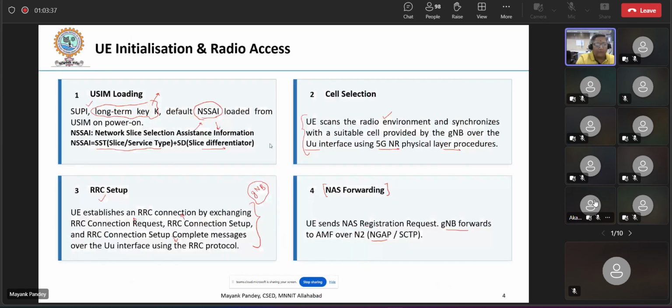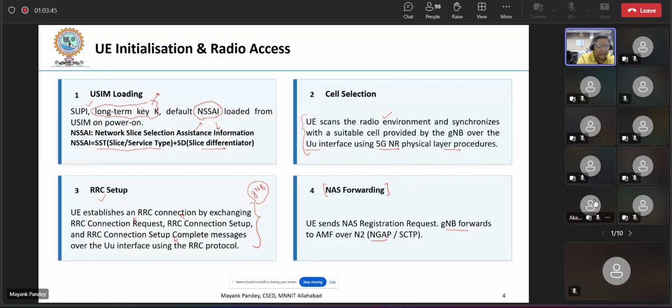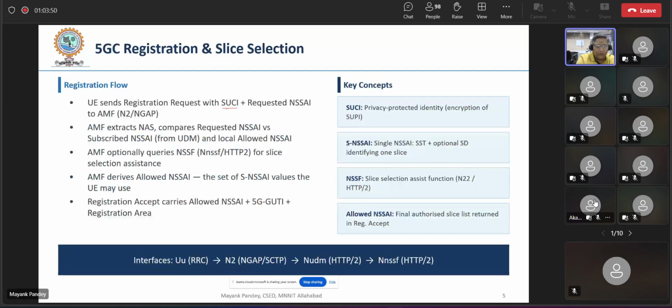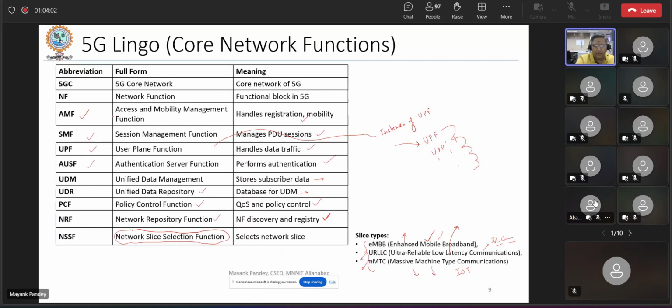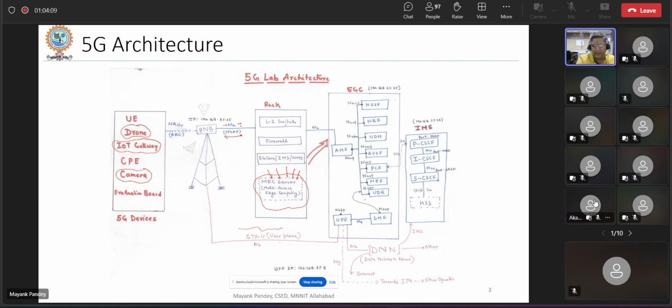Registration. The first step is, because you have the key with you, the SUPI with you, using the encryption algorithm, you create your SUCI, concealed identifier, and your default or requested NSSAI you'll send to AMF. See here in 5G, we have this interface from G node B to AMF. So you are sending everything, your SUCI and NSSAI to AMF. This is the first step.